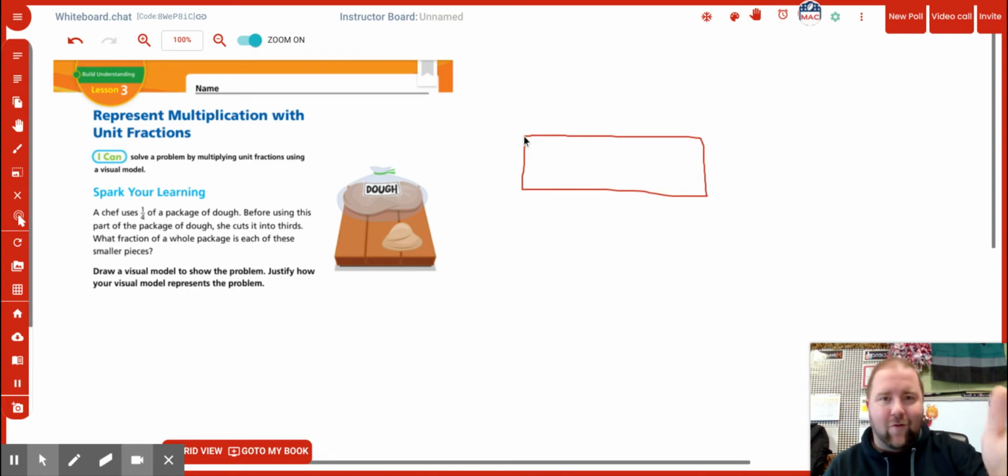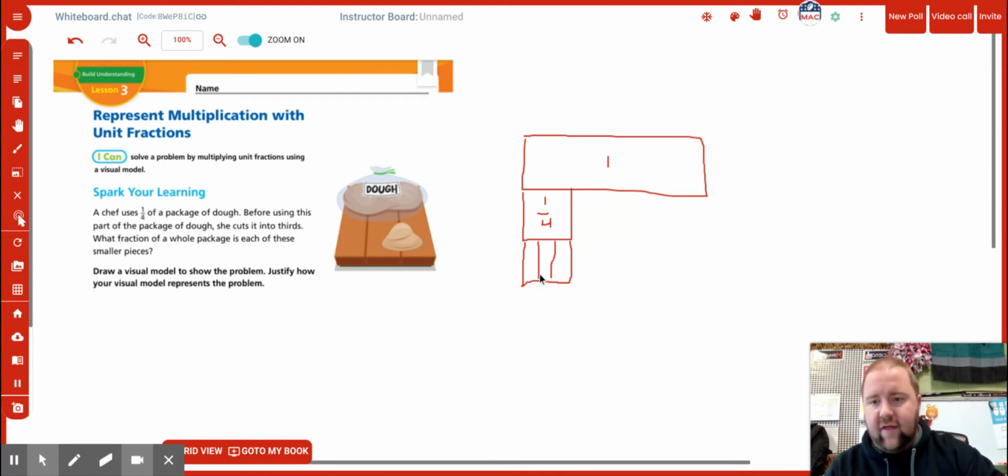I'm going to make a little rectangular piece of dough. This is my whole. If we're using 1/4, that might be just this piece here. Let's say that that's 1/4. Then we're saying we cut this 1/4 piece into thirds. So if there's thirds, that means there's 3 pieces there.